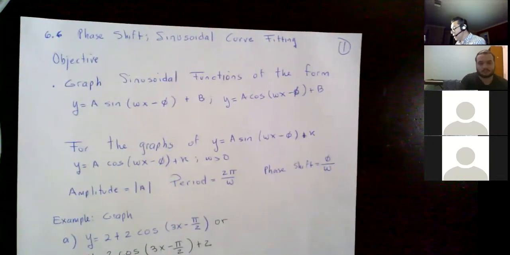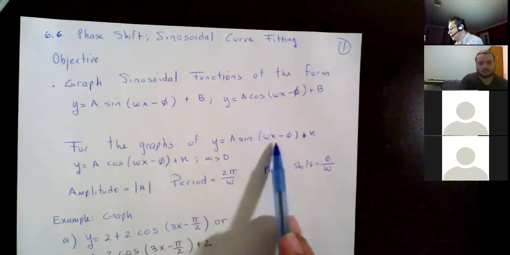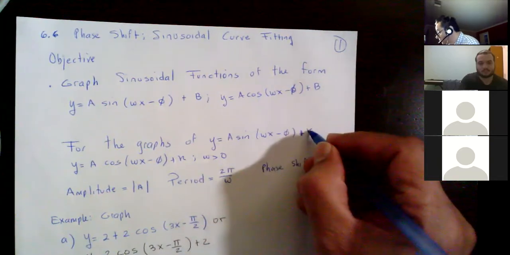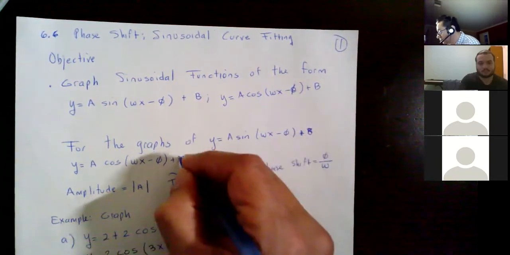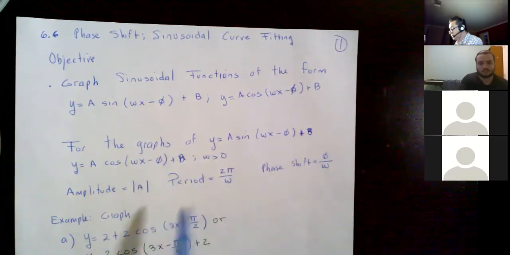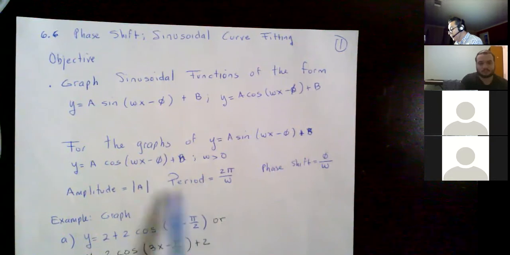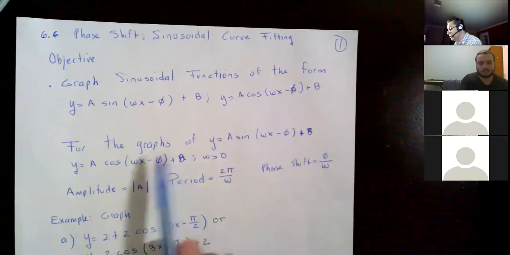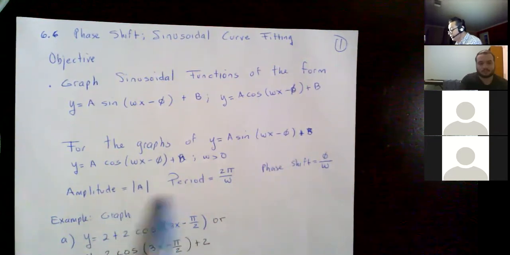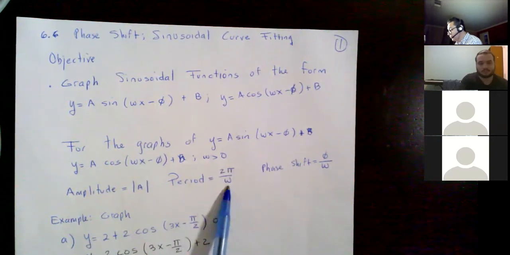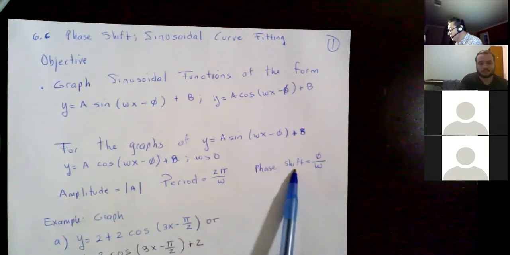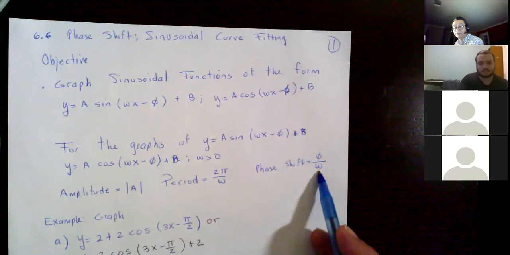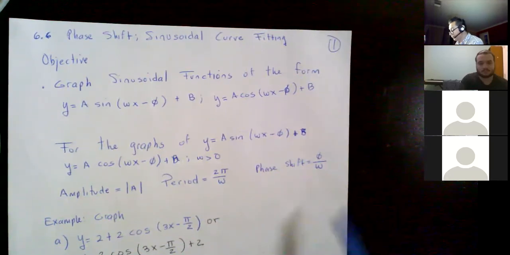And notice what it says. For the graphs of y equals a sine of omega x minus phi plus k or b, I'm using k and b here. Let me change it to b here. Be consistent. Notice for this kind of graphs, now that we are including a horizontal phase shift, the amplitude is the same. The period is found the same way, but the phase shift is found by dividing phi, which is this value, by omega. That's how we find the phase shift.